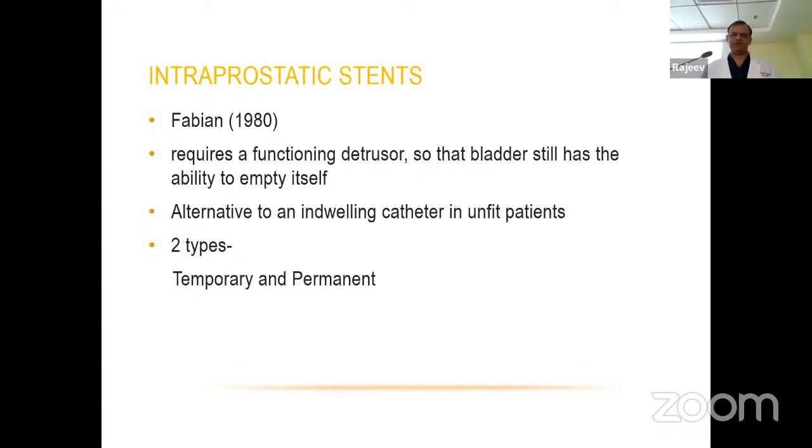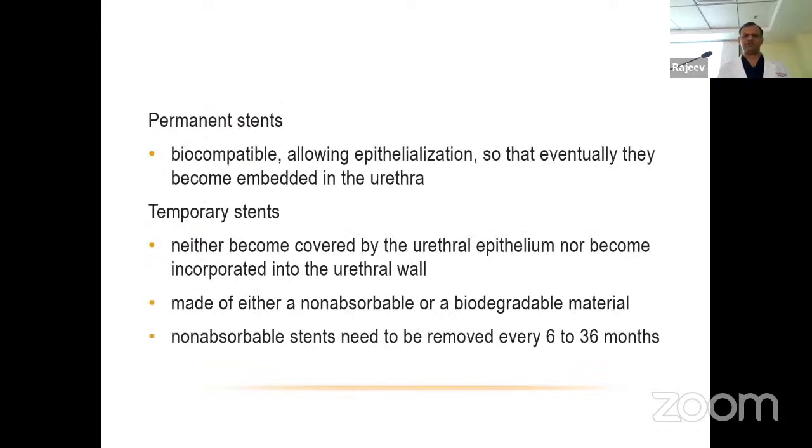Stents were introduced by Fabian, and they are placed in the prostatic urethra. They require a functional detrusor so that the bladder still has the ability to empty itself. These stents are an alternative to an indwelling catheter in unfit patients. There are two types of stent: temporary and permanent.